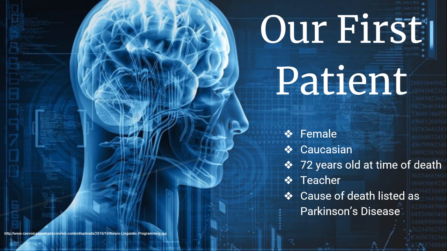So here's our first patient. She was female, Caucasian, 72 years old at the time of death. Her profession was a teacher, and the cause of death listed was Parkinson's disease. And it's not really a normal listing as a cause of death, but we'll talk about a couple of different ways that we were able to observe Parkinson's disease and some of the other things that we think could have caused her death.